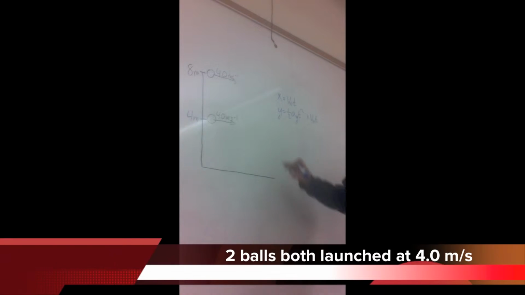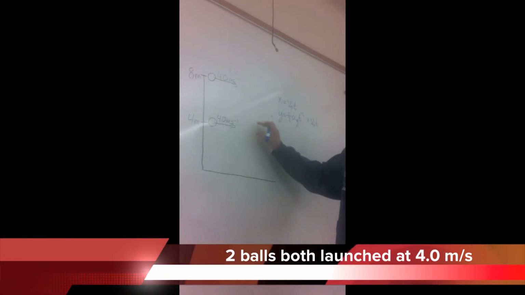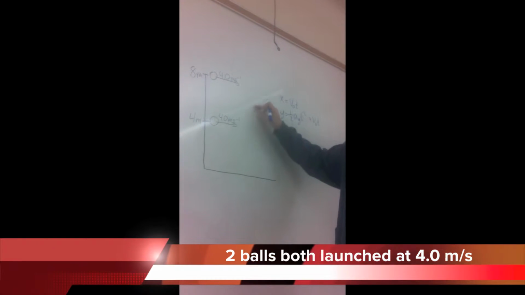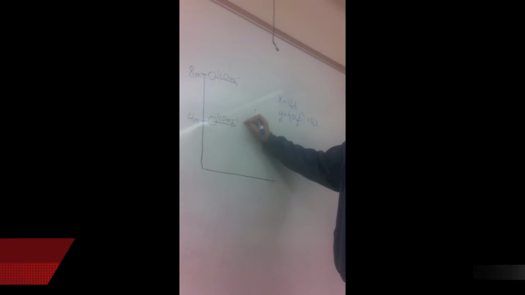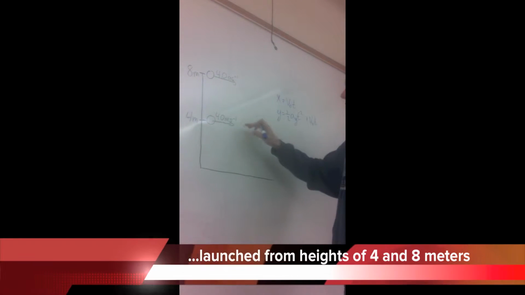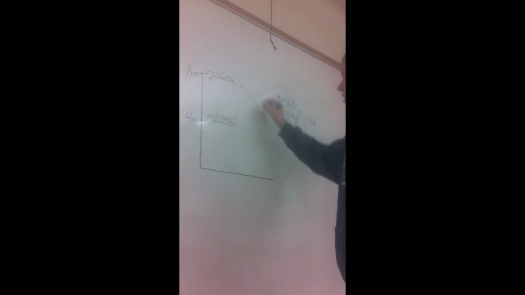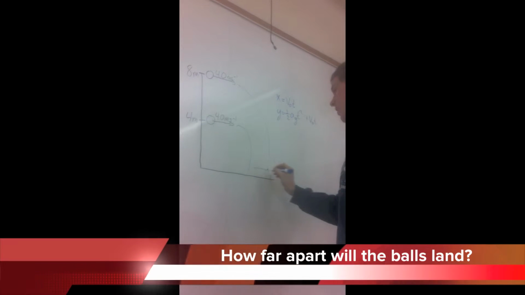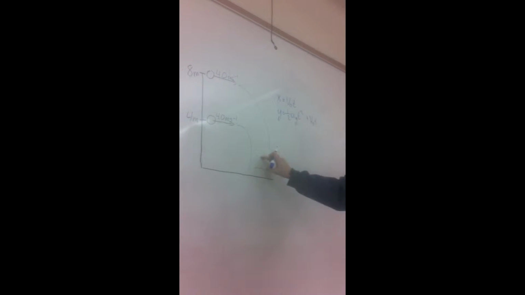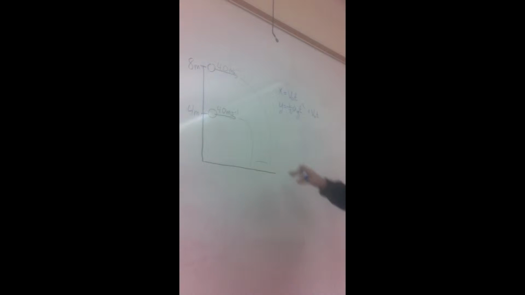So the problem that we're trying to solve today centers around a situation in which two balls are launched each at 4 meters per second, one from a height of 8 meters, one from a height of 4 meters. We're trying to find how far apart they land when they hit the ground, which is the difference in their x displacements. To solve this, we'll be using these two formulas.